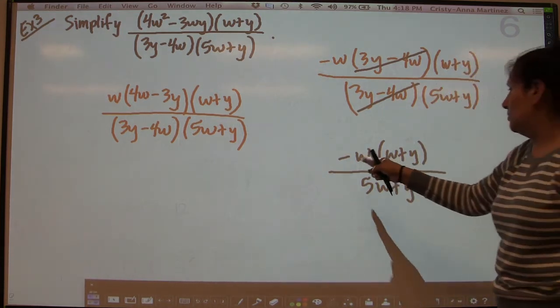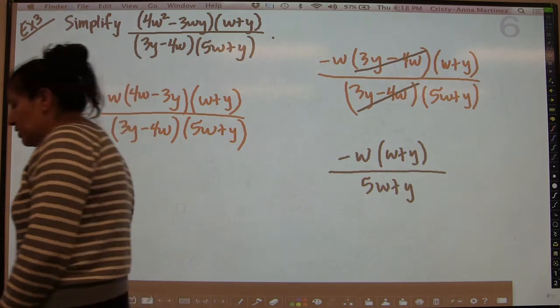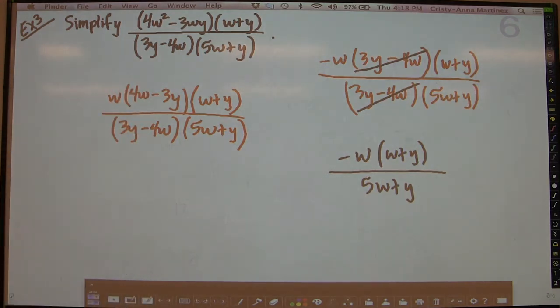Now, you might want to redistribute the negative w. I'm checking the book to see what they did here, and they did not redistribute the negative w. So that would be your final answer.